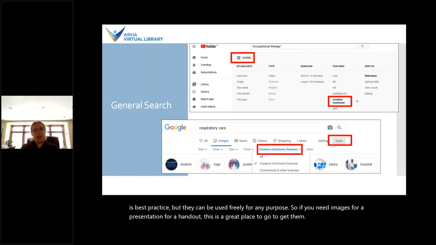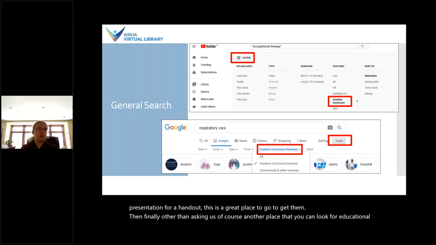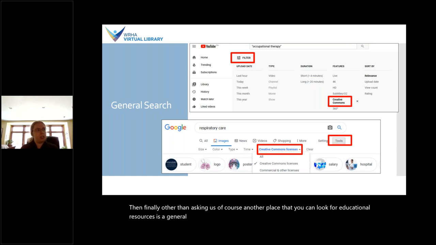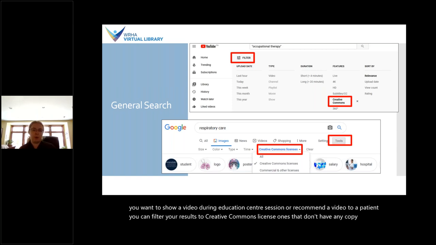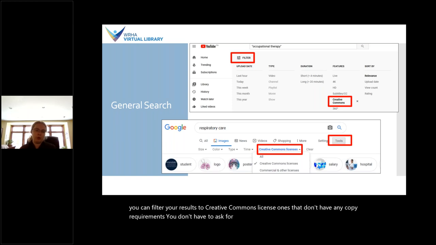Then finally, other than asking us, of course, another place that you can look for educational resources is a general search. I've shown here a couple examples. The top version here is YouTube. I'm showing you can filter for Creative Commons license videos. So for example, if you want to show a video during an education center session or recommend a video to a patient, you can filter your results to Creative Commons license ones that don't have any copyright requirements. You don't have to ask for permission. You just have to make sure to attribute the original source.